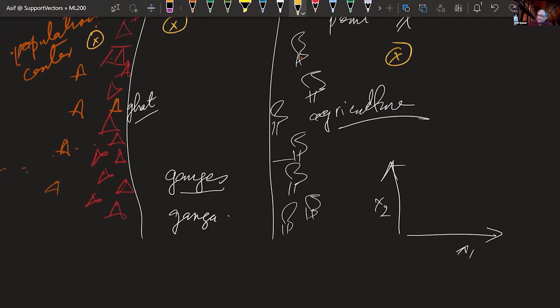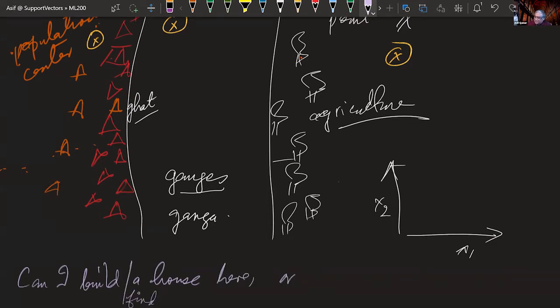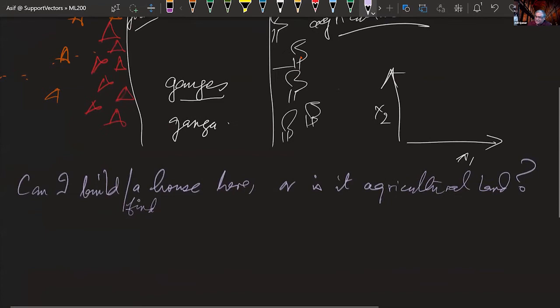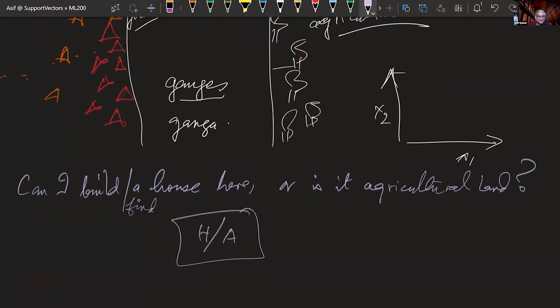We'll treat it as a binary classifier. We'll say, can I build a house here, or do I grow food here? The question is, do I find a house here, or is it agricultural land? That is a question. So it's a binary question. We are going to classify between house and agriculture. This is our target space, isn't it?